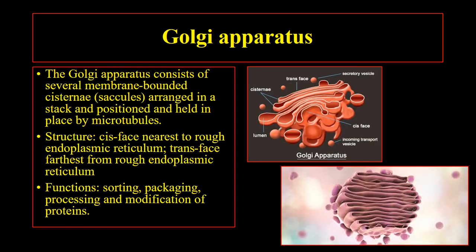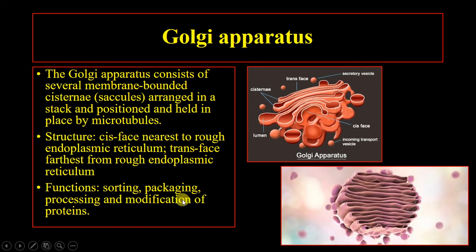The next single membrane organelle is the Golgi apparatus. The Golgi apparatus consists of several membrane-bounded cisternae, or another name, saccules, arranged in a stack and positioned and held in place by microtubules. Structure: the cis face is located here, nearest to the rough endoplasmic reticulum, and the trans face is farthest from the rough endoplasmic reticulum.